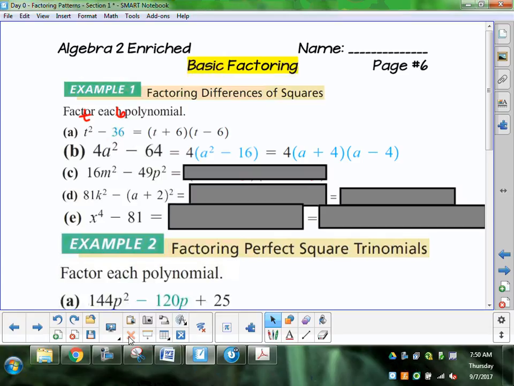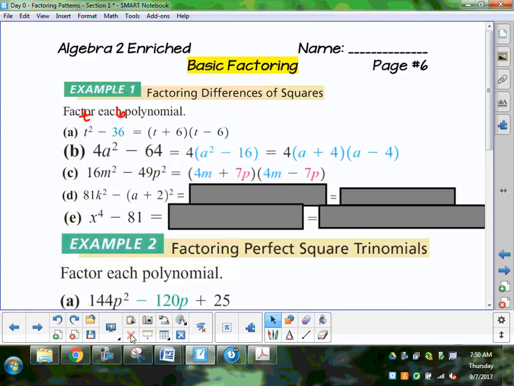There you go. Square root of the left gives you 4m. Square root of the right gives you 7p. It's just the left plus or minus the right. Questions on that? You should be able to hopefully pick that one up pretty easy.